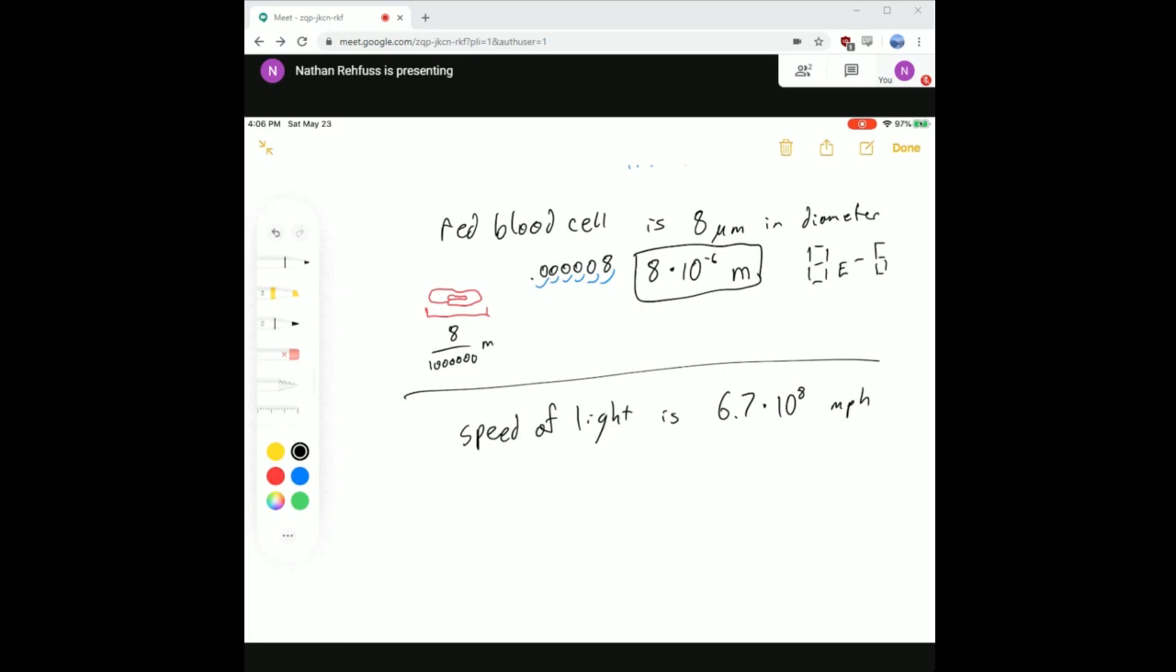So that's a 6, a 7, and 7 zeros. I guess that would be 670 million miles per hour. So very fast.